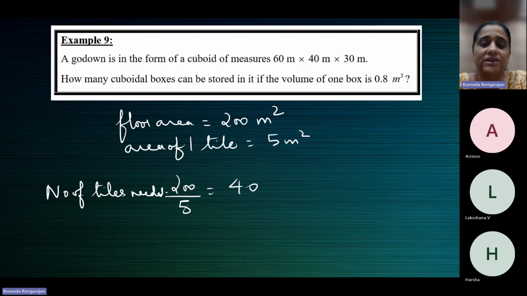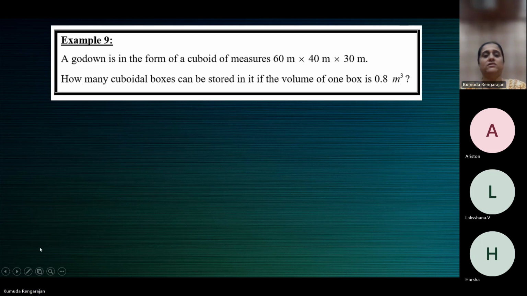Then the number of tiles needed will be the floor area 200 divided by the area of one tile, which is 40. So floor area by area of one tile. The bigger area in the numerator, the smaller area in the denominator. The bathroom area, the floor area is the greater one, divided by the area of one tile, which is smaller than the area of the bathroom. So the bigger area in the numerator, the smaller area in the denominator. So area by area here will help us to find the number of tiles.